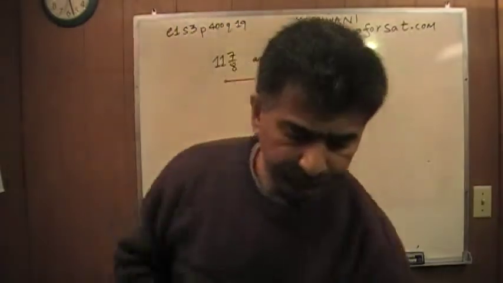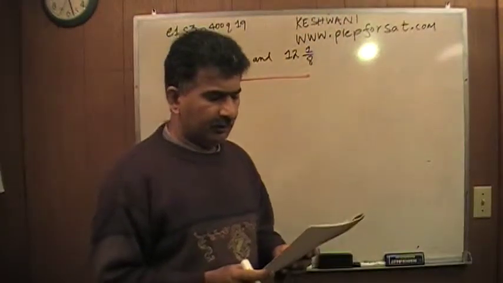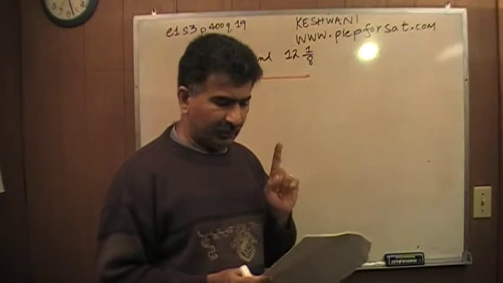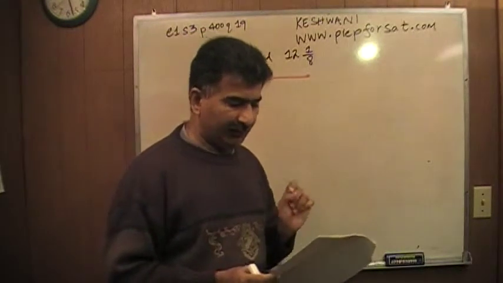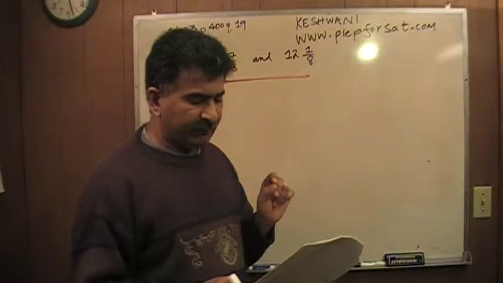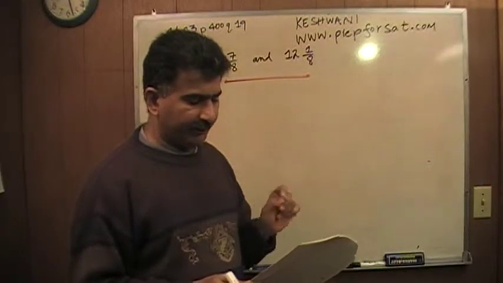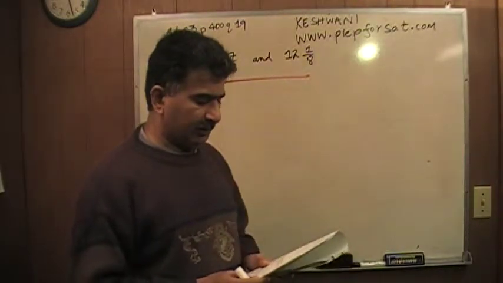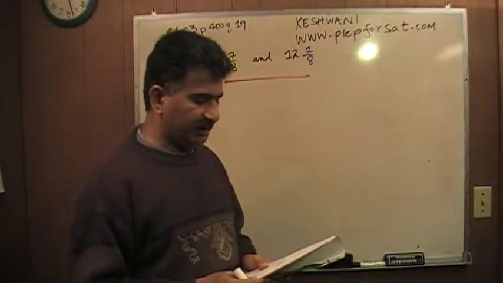The question is, if machine B accepts a bottle containing n fluid ounces, which of the following describes all possible values of n? And we are given the 5 choices there.